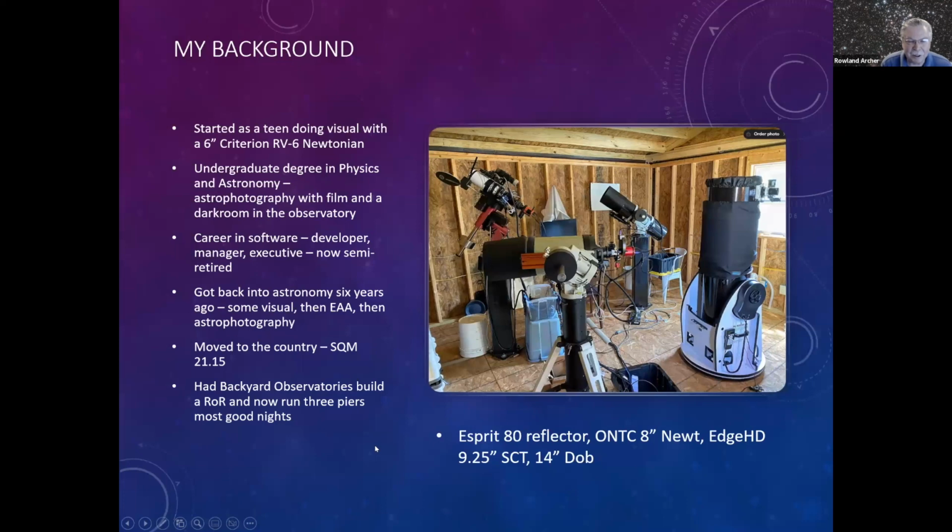And the good folks at Backyard Observatories built a roll-off roof observatory for me. So I have 3 piers running every night, and there's a Dobsonian here as well. Those three piers are all run by Voyager. And since January of this year, they've been run by Voyager Advanced, which gives me all night unattended imaging, which is good because I like to sleep.